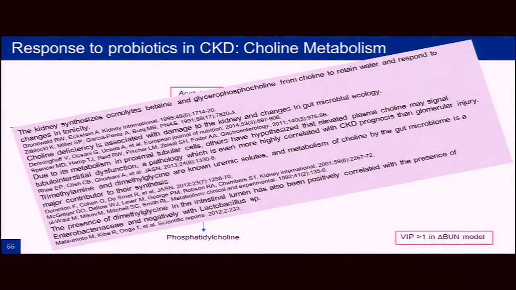Trimethylamine and dimethylglycine are known uremic solutes, and the metabolism of choline by the gut microbiome is a major contributor to their synthesis. In particular, the presence of dimethylglycine in the intestinal lumen has been positively correlated with the presence of Enterobacteriaceae and negatively with lactobacillus species.